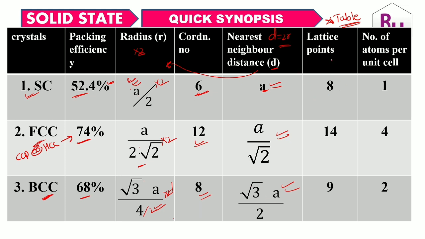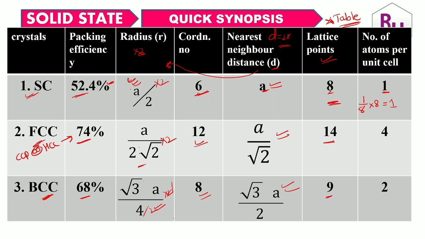Then lattice points, if you consider, very simple. 8 is the number here, 14 here, 9 here. We know that in the center 1 and corner 8. Here face center 6 and corner 8, and here corner 8. Number of atoms per unit cell is equal to 1, because you can see one lattice point is shared by 8 unit cells. Hence, I have done it like 1 by 8 into 8. Hence, you will get 1.